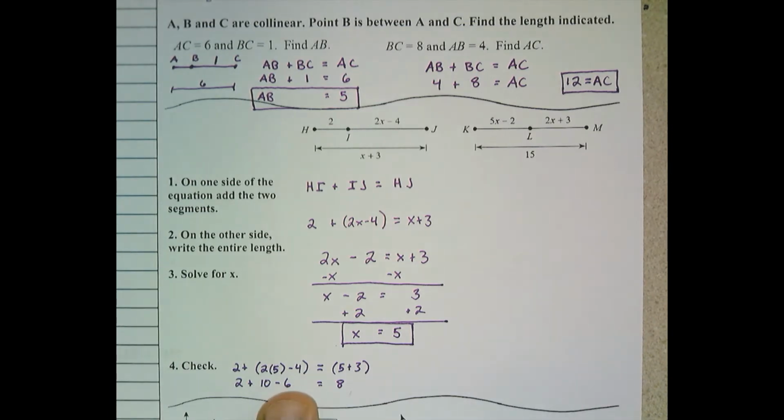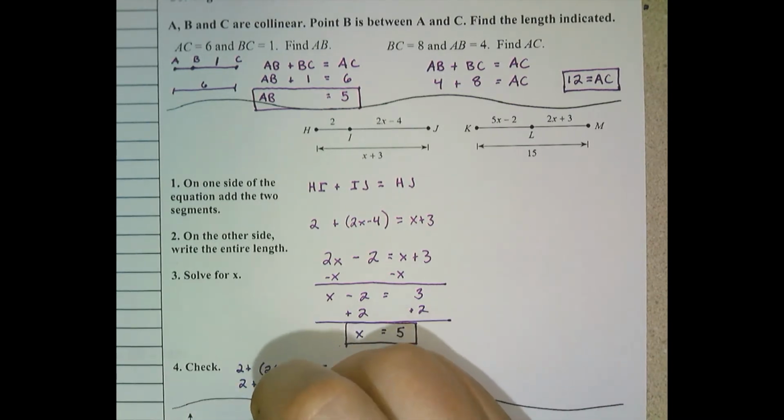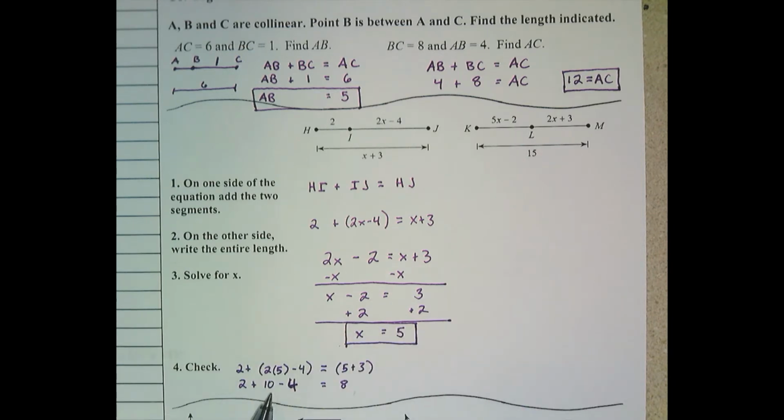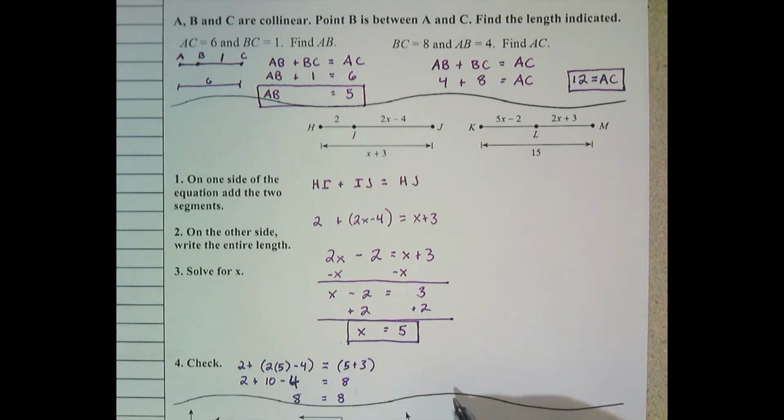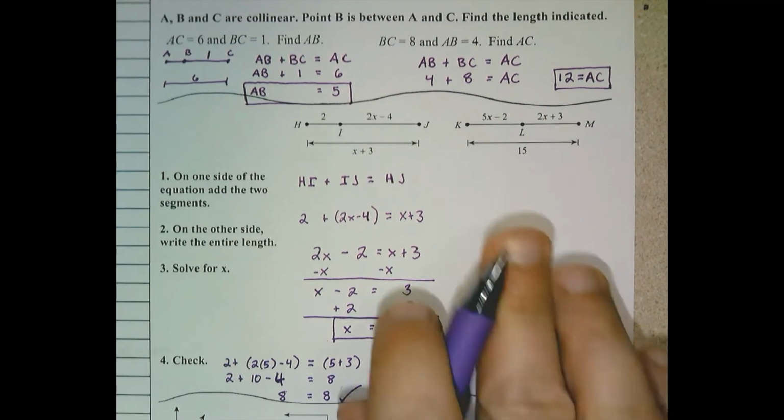Not 10 minus 6, 10 minus 4. Simple math mistake there. All right, 2 plus 10 is 12. 12 minus 4 is 8. And we get 8 equals 8. So it checks out. Excellent.